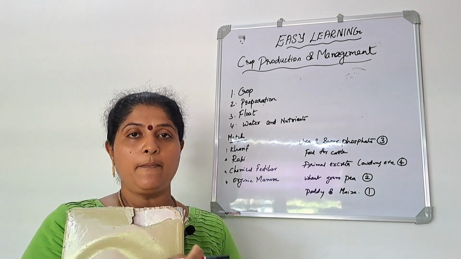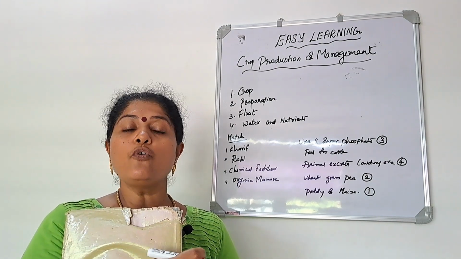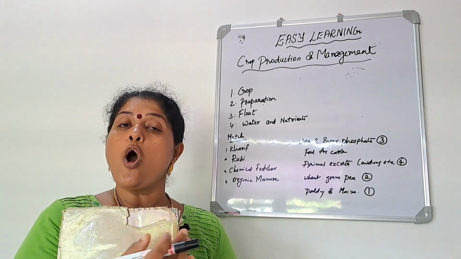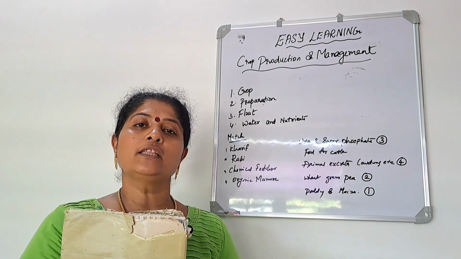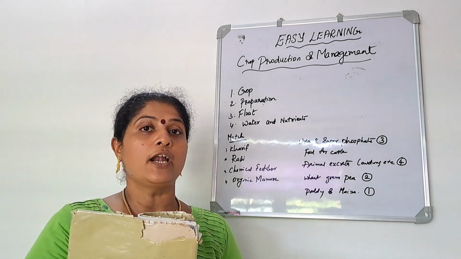That is by using chemicals like weedicide, for example 2,4-D. Other than that, we can remove the weeds manually by using a khurpi, or we can remove the weeds by using the machine known as seed drill. So, these are the three main ways by which we can control the weeds.